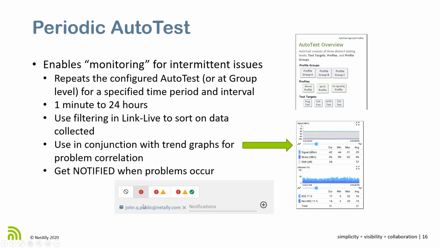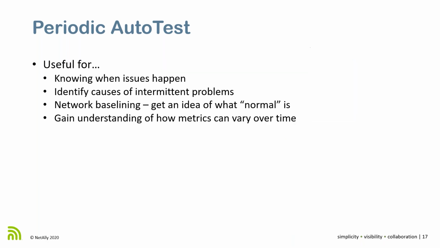And then we've also added the capability to get notified when problems occur. So for that particular EtherScope, you can set the Link Live service to send you an email when a problem occurs. This is a really handy way to be notified when EtherScope is out there running an auto test, looking for those intermittent issues, and get notified when those issues happen. It helps you know when those issues are happening, having the data to drill into those intermittent problems.